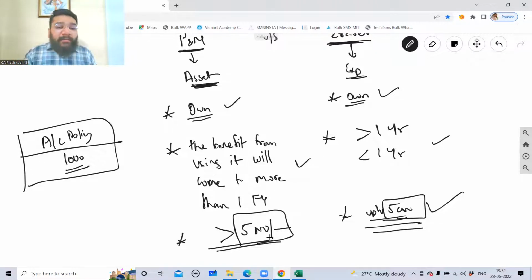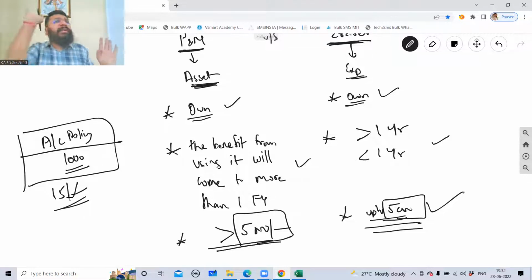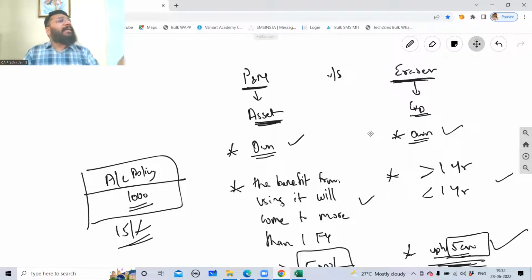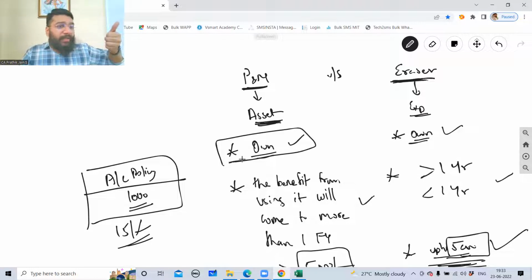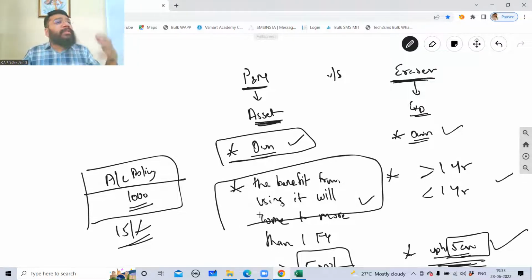That is why they have set a threshold limit of 5,000. Some enterprises set a limit of 15,000. If I buy anything up to 15,000, I will treat it as expenditure. More than 15,000, asset. That is also fine. Whatever policy you're adopting, you have to mention this point. So the key part of differentiation is the amount. But otherwise, asset is what? Asset is something you own. For you to call something an asset, you need to own it. Second, that asset should help you in generating business income. And that generation of income, or that benefit, should come to you for more than one financial year.